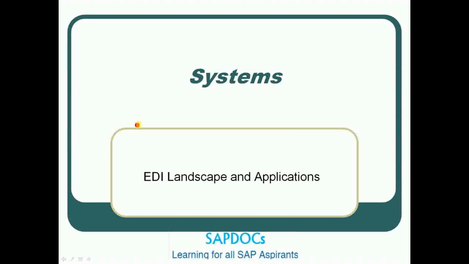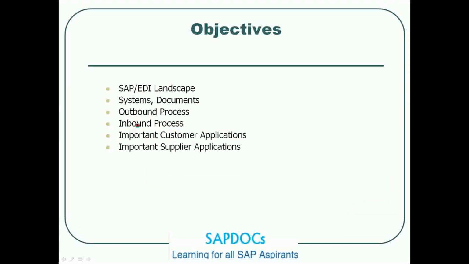Like other sessions, we'll start this with the objectives. In this lecture, we will cover the SAP EDI landscape, systems and documents that flow across the landscape. We will review the outbound process, review the inbound, and look at SAP transaction codes which are used for customers and suppliers.